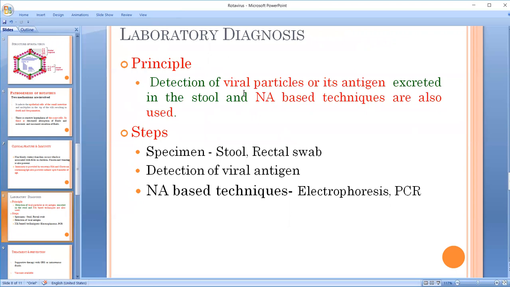How can you diagnose in the laboratory? Very easy. Detection of viral antigen or particle from the diarrheal stool and nucleic acid based technique. So a specimen will be stool or rectal swab, and detection of viral antigen or nucleic acid based technique, that is electrophoresis or PCR. It's very simple.